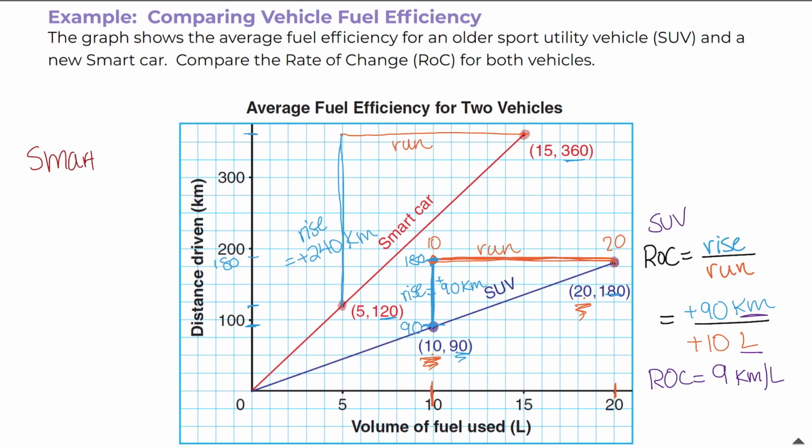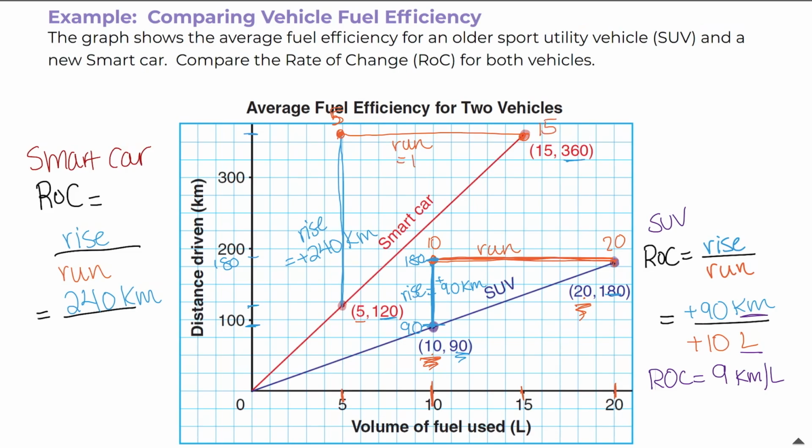So let's go ahead and write this out. For our smart car, our rate of change is going to be the rise over the run. And we know that the rise went up by 240 kilometers. And then the run, let's see, the run went from 5. We know that this point right here is at 5, and we know that this point right here is at 15. So 15 minus 5 is equal to 10 liters. So here the run is 10 liters. So when I divide 240 by 10, I get 24. So 24 kilometers per liter.